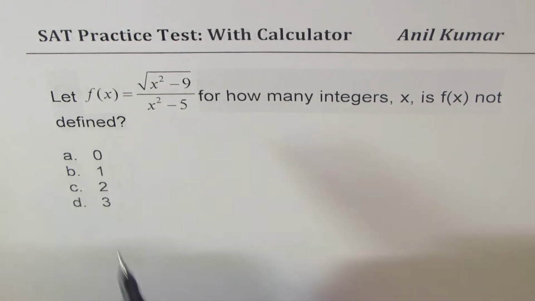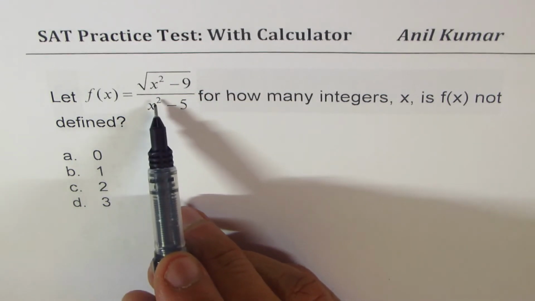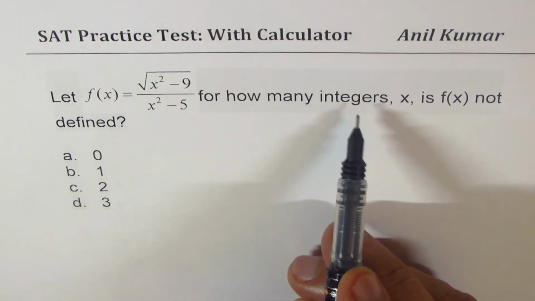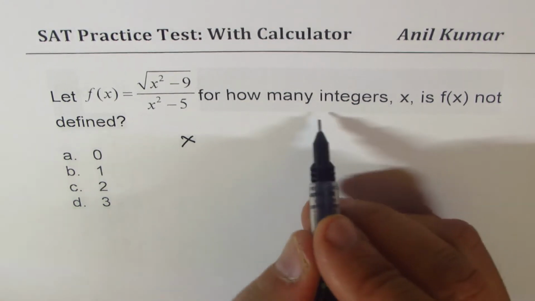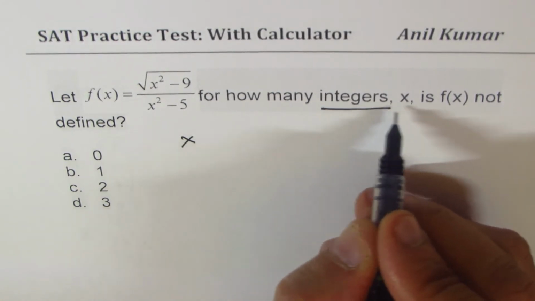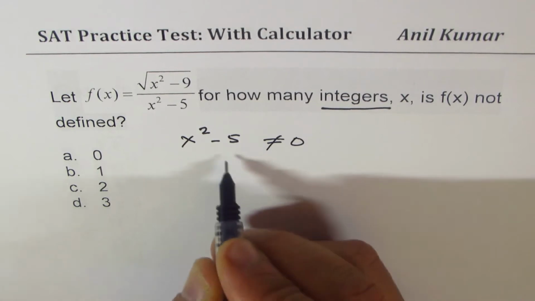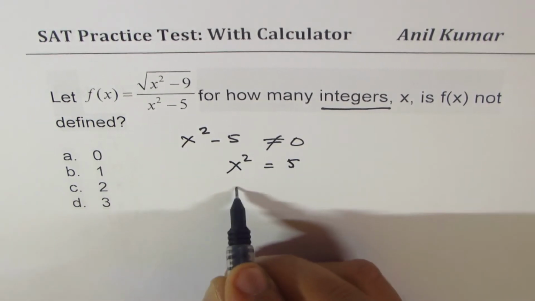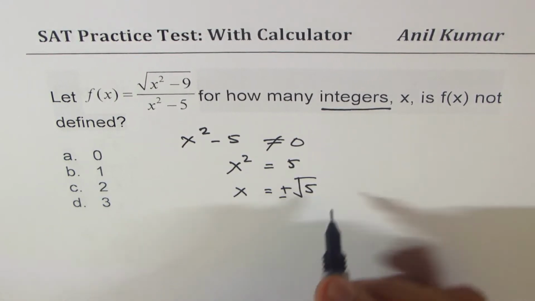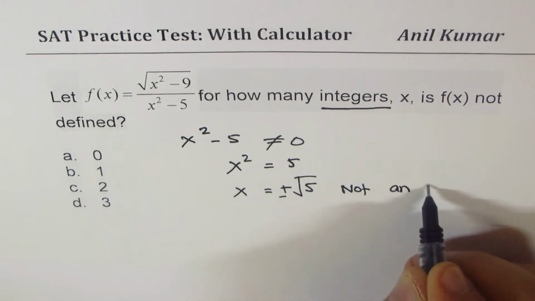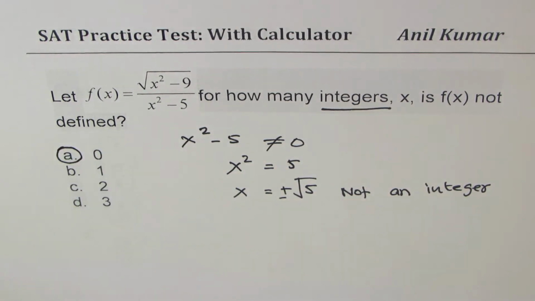The next question here is, let f of x equal the square root of x squared minus 9, divided by x squared minus 5. For how many values of x is f of x not defined? That means you have to find how many integers, not just values. So the denominator x squared minus 5 should not be 0, and that is 0 for which value? x equals plus or minus square root of 5. However, that is not an integer, right? And therefore none. So the option is A in this particular case.